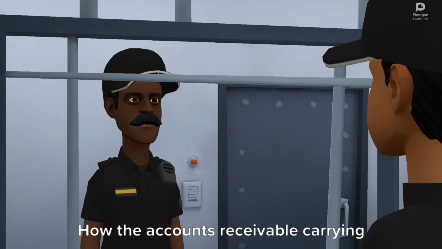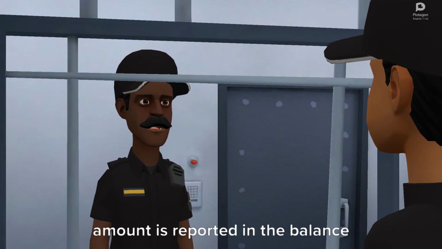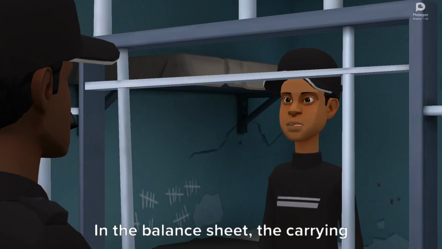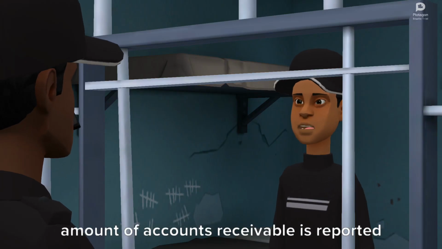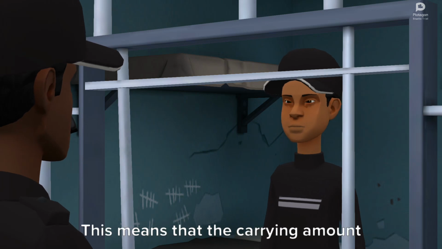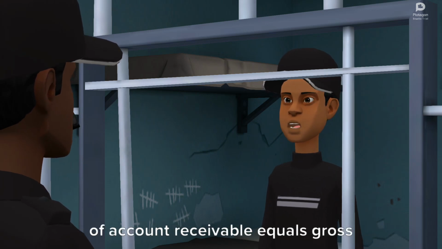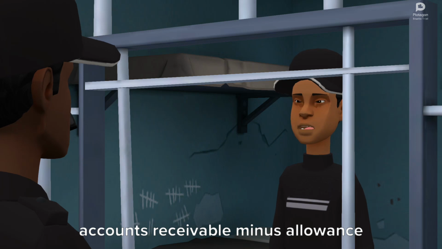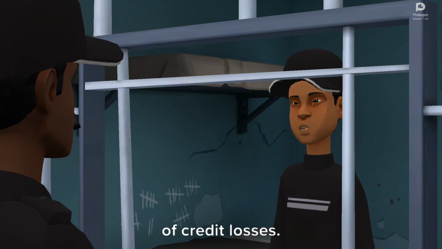How the accounts receivable carrying amount is reported in the balance sheet? In the balance sheet, the carrying amount of accounts receivable is reported at the net amount expected to be collected. This means that the carrying amount of accounts receivable equals gross accounts receivable minus allowance of credit losses.